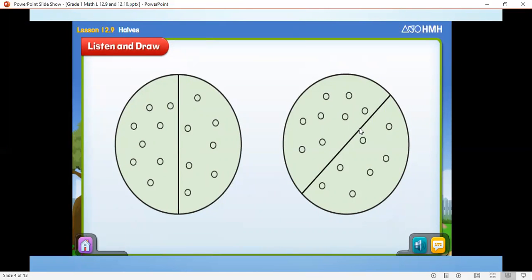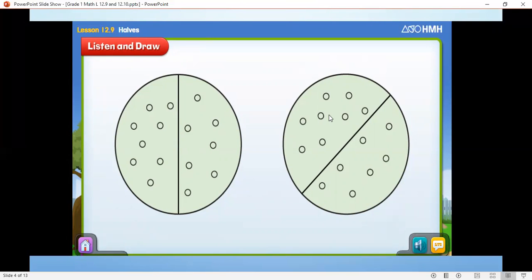And here on the right side, you can see the same cracker, but look, this time we cut it like this. Not from up to top, but from this corner to this corner. Now, let's see. Do we have two equal shares here? Yes, again we have two equal shares, two halves, because they have the same size.